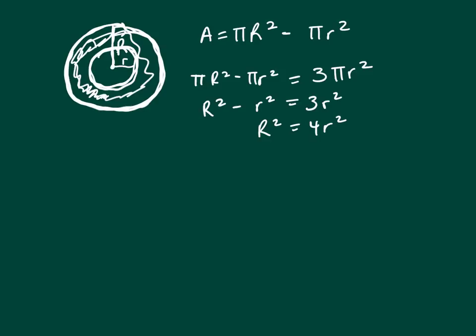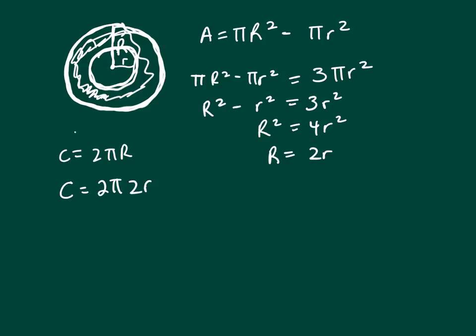Then the circumference of the large circle. Circumference is 2 pi r. So what I want to do is solve for R in this first equation. Take the square root of both sides, and you get R equals 2r. That's okay. And look, circumference equals 2 pi, and another name for R is 2r.